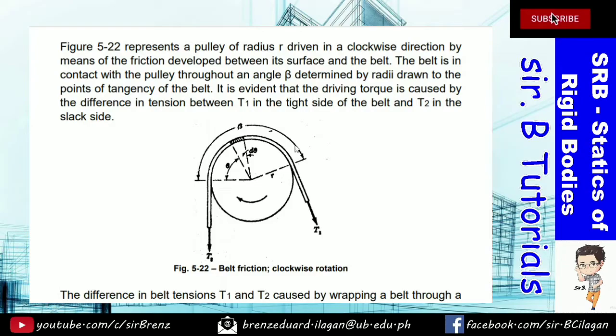By means of the friction developed between its surface and the belt. The belt is in contact with the pulley throughout an angle beta. So itong angle of contact na to, that represents the beta. Okay? So determined by radii drawn to the points of tangency of the belt. It is evident that the driving torque is caused by the difference in tension T1 in the tight side. So again, yung T1 mo, this is the tight side o yung mas mataas na value ng tension, and T2, which is the slack side. Okay?